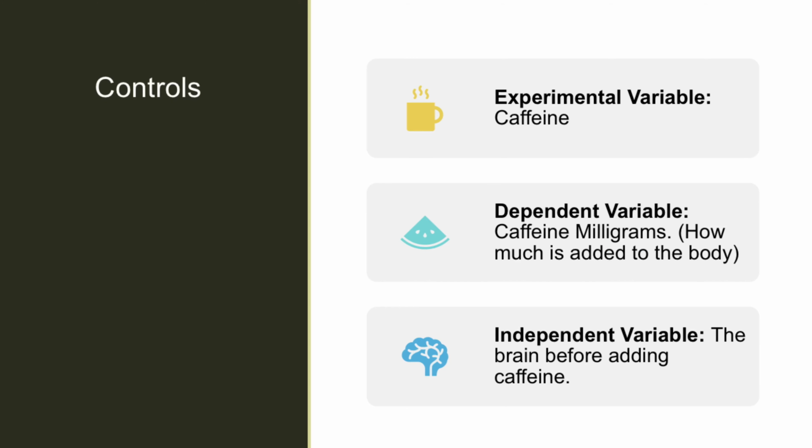This slide shows our experimental, dependent, and independent variables. With caffeine being our experimental, the milligrams of caffeine consumed being our dependent, and our independent variable is the brain before any caffeine is added.